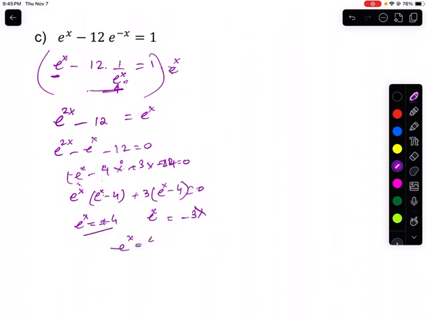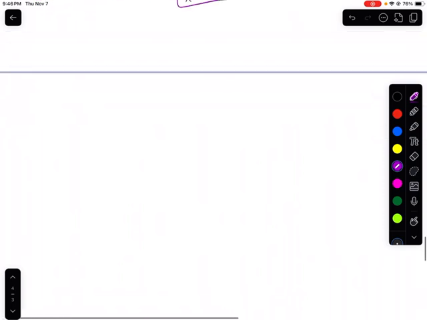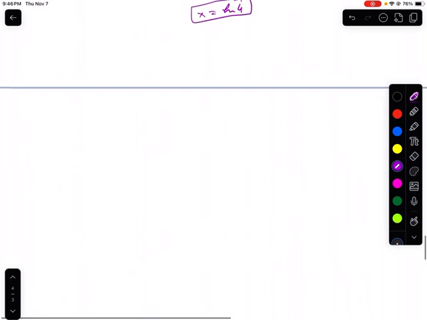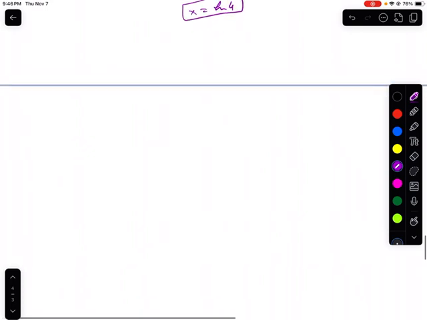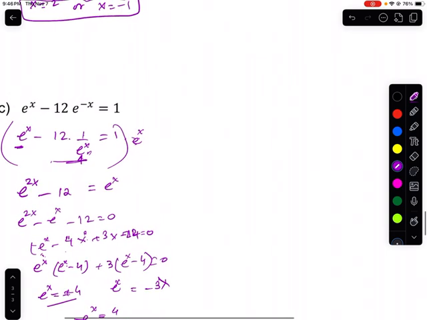So e to the x is equal to 4 means now we convert to logarithmic form. So x will be equal to ln of 4. Okay, last part. Actually, that's it. So this is how you solve the exponential equation.